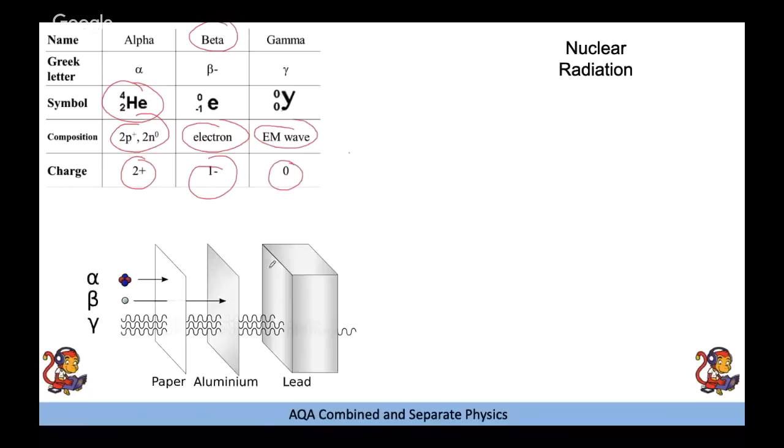Okay, what else do we need to know? What are they stopped by? Alpha radiation, stopped by paper. Beta radiation, stopped by thin layer of aluminium. Gamma radiation, stopped by thick lead.